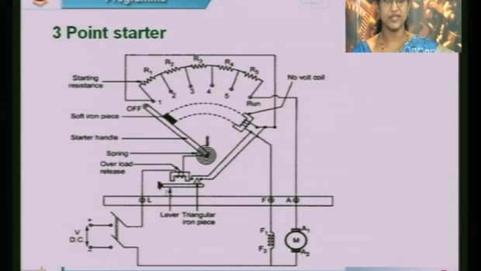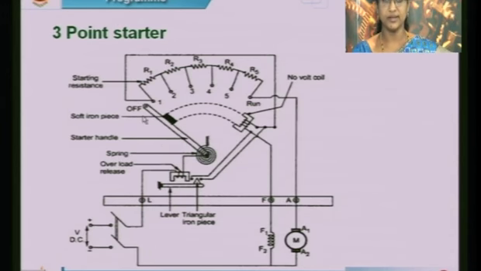So, this is how this works. What will happen when the supply is given? Due to the force of this spring, this starter moves from the off position to stud 1. See here, if you are seeing from this side, this resistor is fully included in series with the armature. When the handle moves from the off position to stud 1, one more parallel path is created, that is, you observe that the no volt coil is connected in series with this field winding.